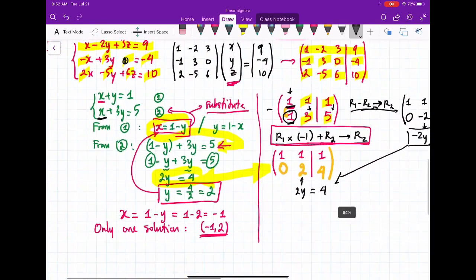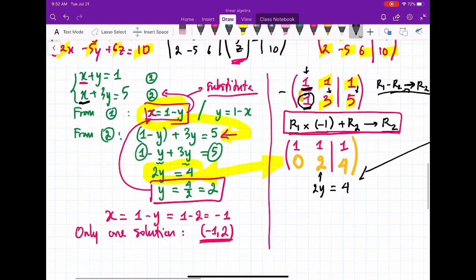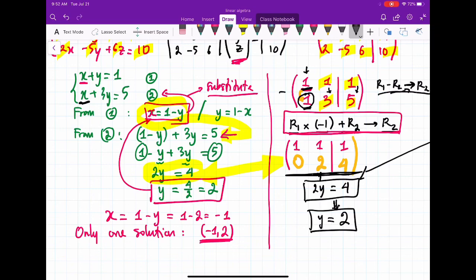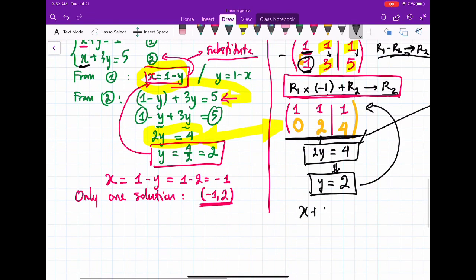So from here, I will rewrite this equation as 2y equal to 4, and then I got y equal to 2, and then I plug y equal to 2 into the first equation, okay? So I got x plus y equal to 1, so x equal to 1 minus y is -1.